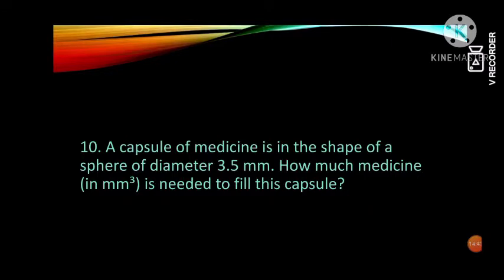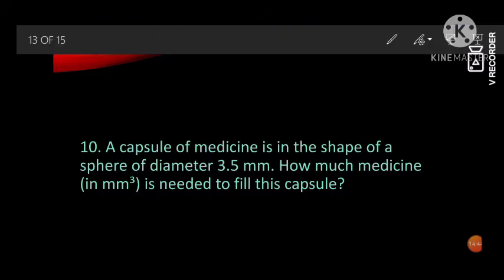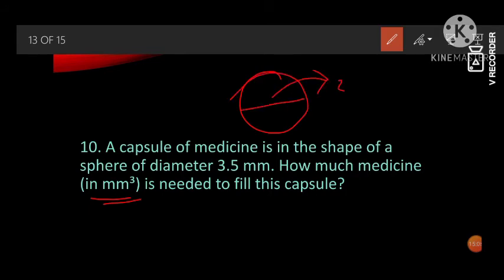Now the last question of this exercise is question number 10. A capsule of medicine is in the shape of a sphere of diameter 3.5 mm. Show how much medicine in mm cube is needed to fill the capsule. So the capsule is in the form of a sphere. The diameter is given, that is 3.5 mm. We have to find the volume of the capsule.